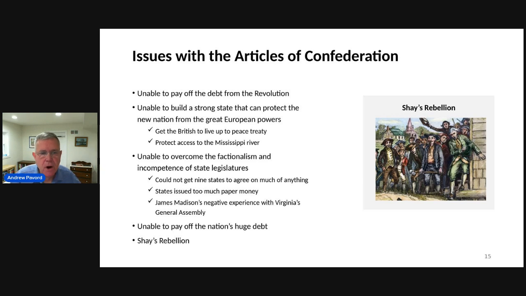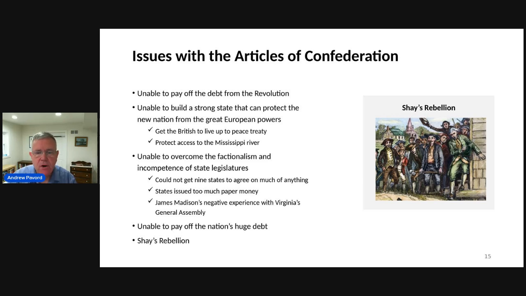But there was also a fear that the Articles of Confederation could not overcome the factionalism and incompetence of state legislatures. Because you could never get 9 states to agree on much of anything, right? And then the states are out of control. They're issuing too much money. They're badly managed. One of the most important influences on our United States Constitution is that James Madison felt that state governments were incompetent. He had been in the Virginia General Assembly, and he felt it was a massive failure, that the bills were badly written, and there became a fear of factionalism.